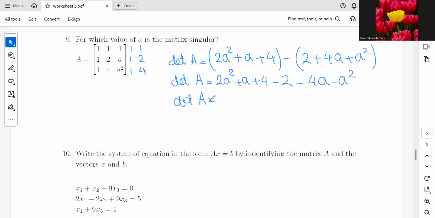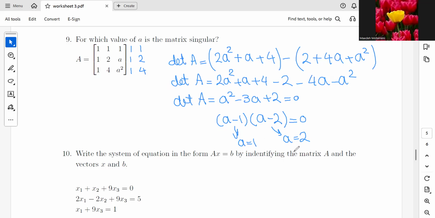Altogether, the determinant of A would be A squared minus 3A plus 2 equals 0. We know that we can factor this, and we would have A minus 1 times A minus 2, which will be 0. We're going to find two numbers: when we multiply them together, we get 2, and when we add them up, we get negative 3. So either the first one is 0 or the second one is 0. It means that if A is 1 or if A is 2, the matrix would be singular.